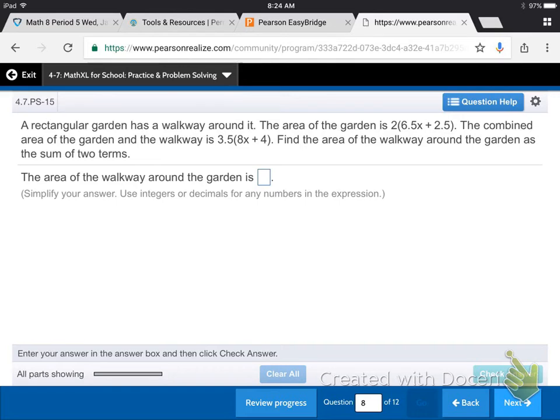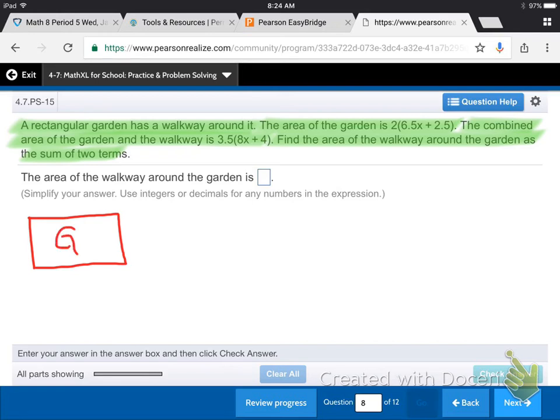Let's go with another word problem. A rectangular garden has a walkway around it. The area of the garden is that. The combined area of the garden and the walkway is that. Find the area of the walkway around the garden as the sum of two terms. Okay, so let's break this down a little bit. What it gives us is the area of the garden. This is the garden. And then there's a walkway going all the way around the garden, which makes another bigger rectangle like this. So there's a walkway around the garden and the garden itself.